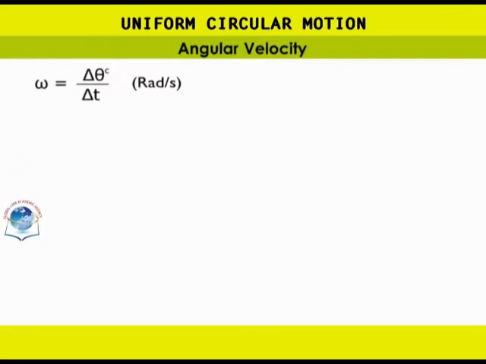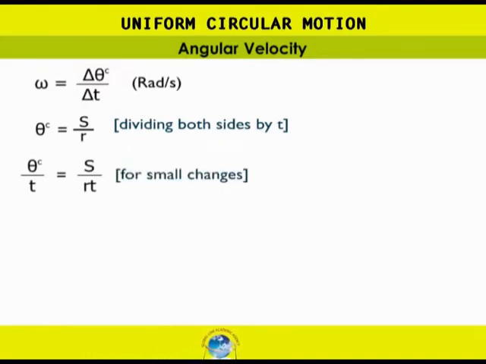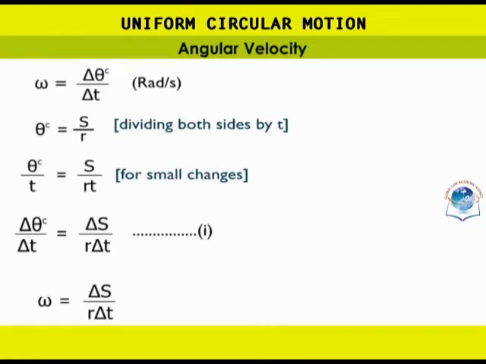Now let's bring back the expression for angular displacement. Theta is equal to s over r. Dividing both sides by t, we shall have theta over t is equal to s over rt. Using small changes, we shall have delta theta over delta t is equal to delta s over r delta t. But delta theta over delta t is equal to omega, or the angular velocity. And therefore, if we substitute here, we shall have angular velocity, or omega, is equal to delta s over r delta t.